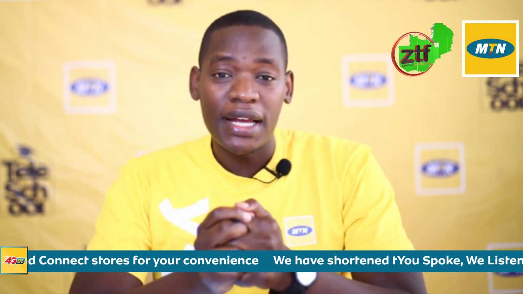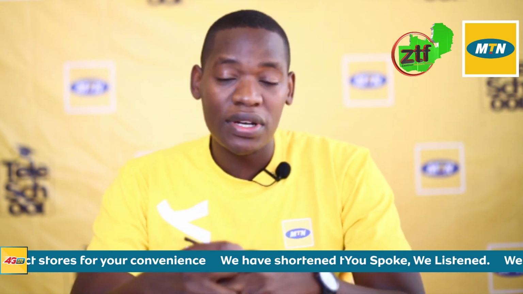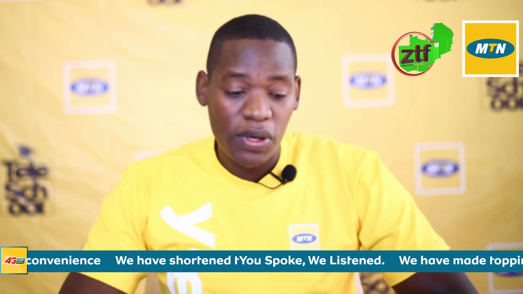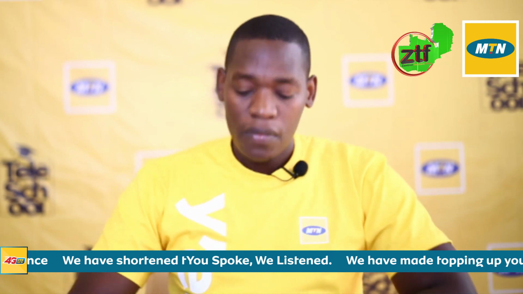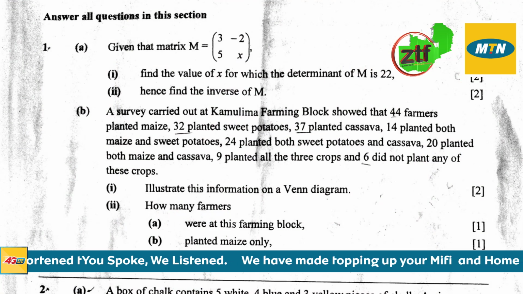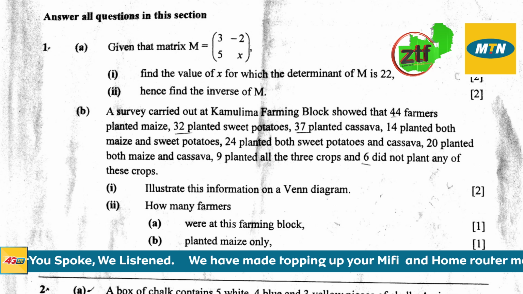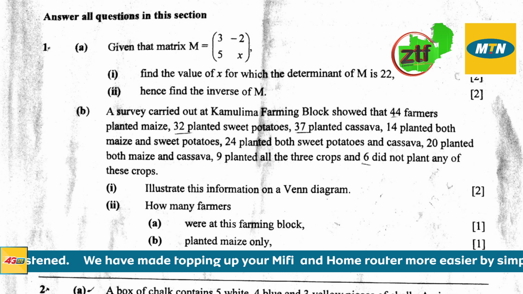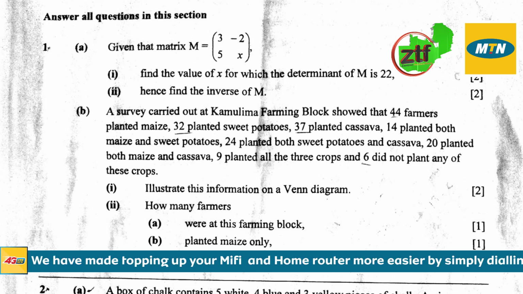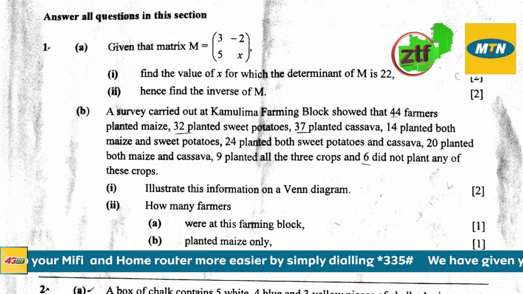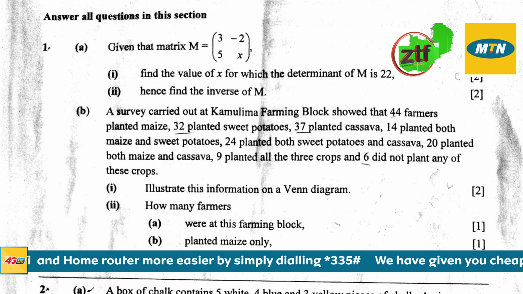Alright guys, so we'll quickly go into our lesson and look at question number 1 from 2017 mathematics paper 2. Now question number 1, part A. Given that matrix M is equal to 3, -2, 5, and x. So we have been given matrix M, which is 3, -2, 5, x.